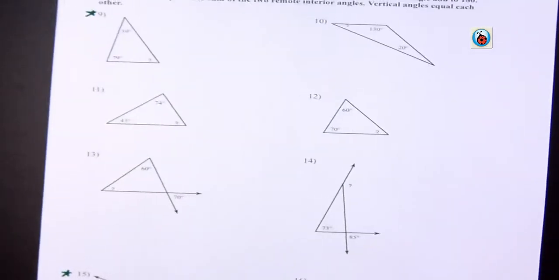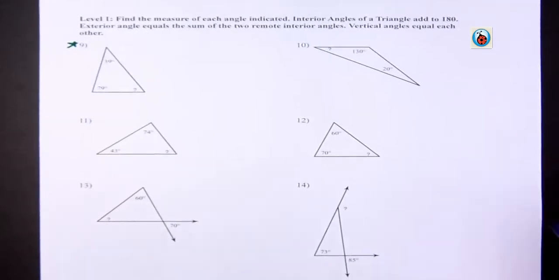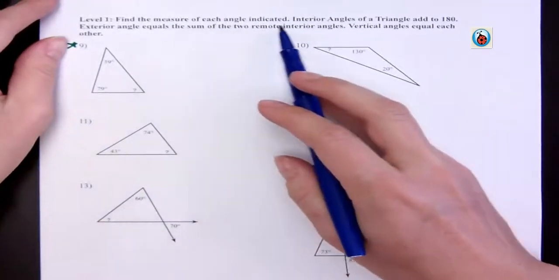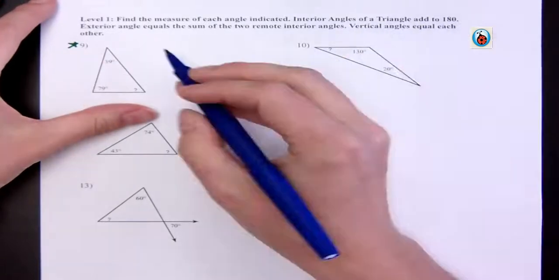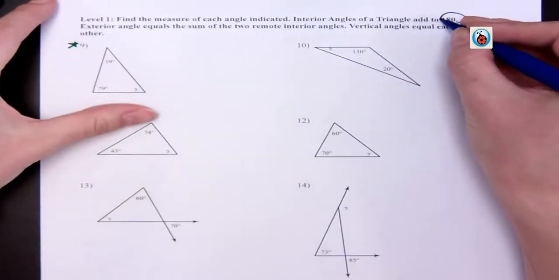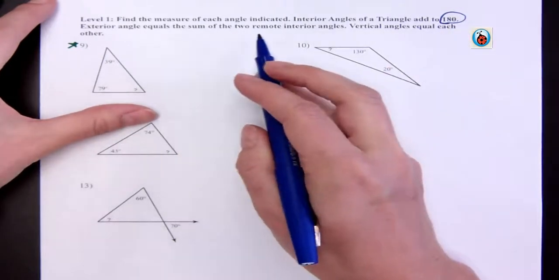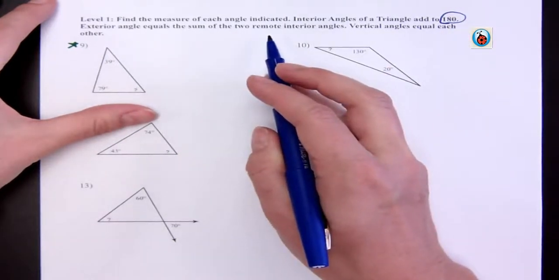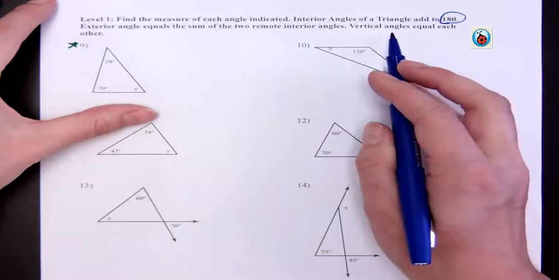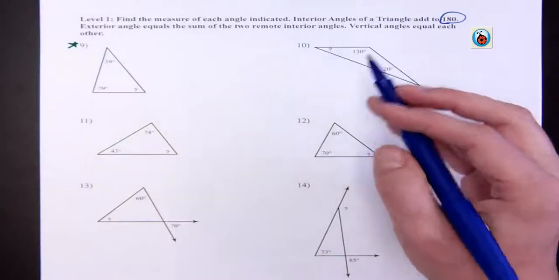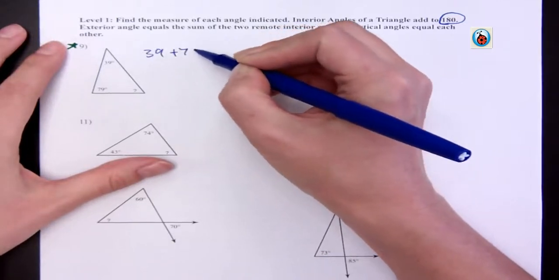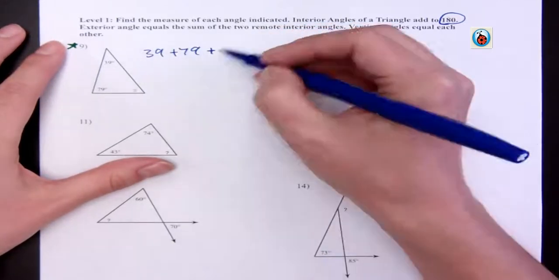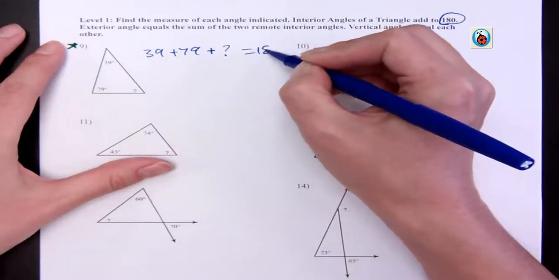So page 2 is we're just finding the missing angles, and it has for us the directions. The interior angles add up to 180. Exterior angles equals the sum of the two remote interior angles. Vertical angles equal each other. And all I'm doing here is I'm just doing 39 plus 79 plus my question mark equals 180.